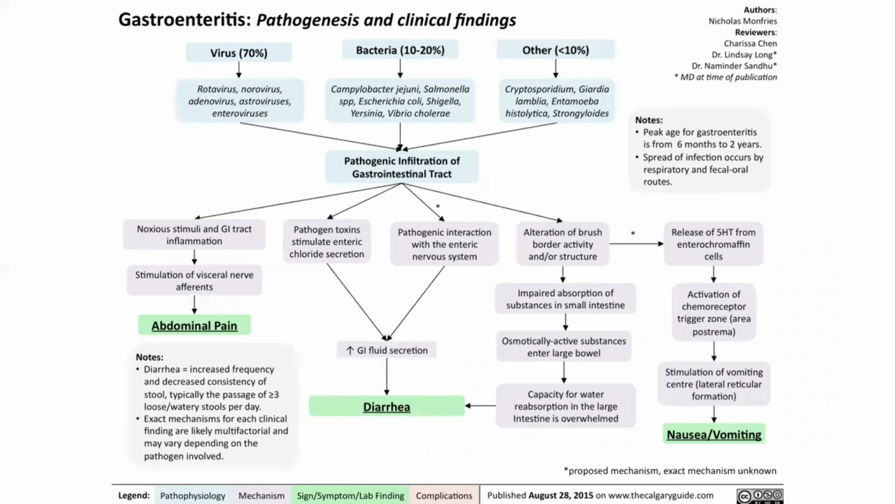So pathogenic infiltration of virus and bacteria will cause noxious stimuli of the GI tract, and inflammation will cause stimulation of visceral nerve pains, and it will cause abdominal pain. Increased GI fluid secretion will cause diarrhea, and stimulation of the vomiting center due to release of 5-hydroxytryptamine from enterochromaffin cells will cause nausea and vomiting.